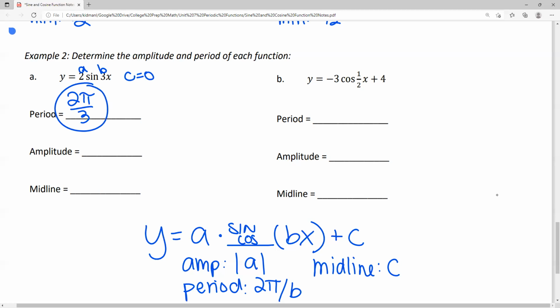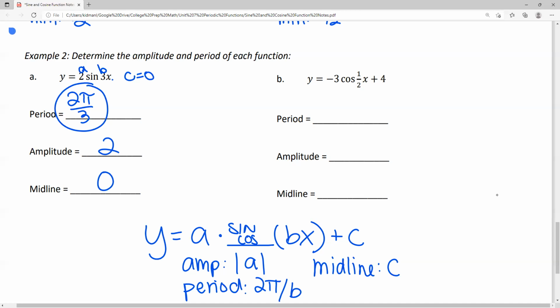So what that means is between 0 and 2 pi, I'm going to see my pattern 3 times. So that pattern is going to be 2/3 of pi, is about how long it'll take me. My amplitude is going to be the absolute value of A, where if A is 2, that means my amplitude is 2. My midline is going to be whatever's added or subtracted. So in this case, it's going to be at 0.